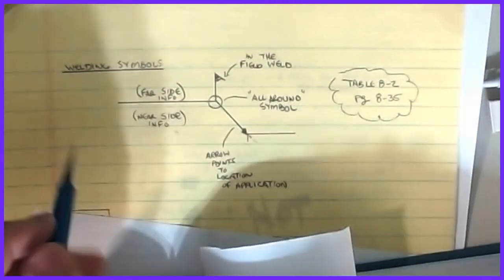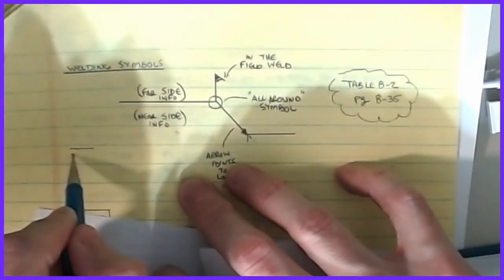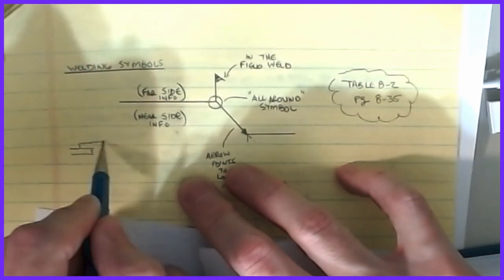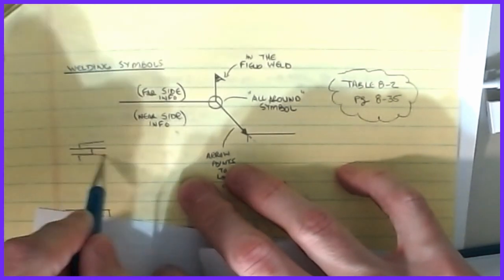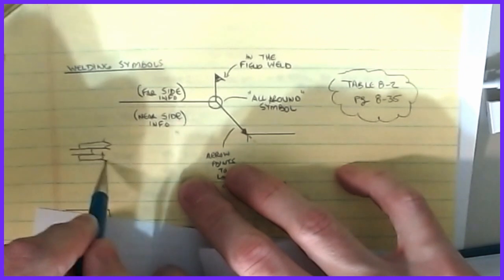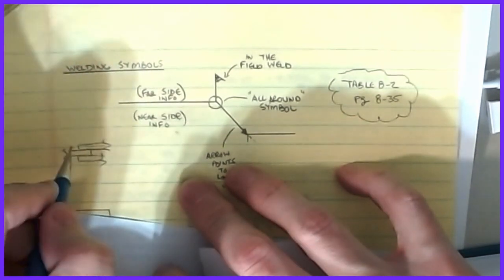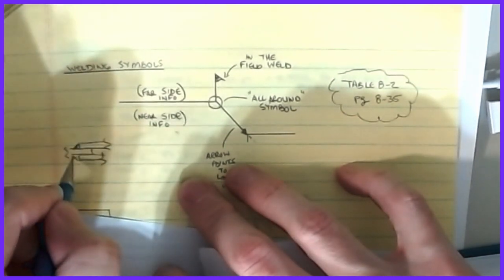Now in the event where I have multiple plates on this, maybe it's a double splice type of connector plate like this, and I decide I want to weld this and I want to weld this.